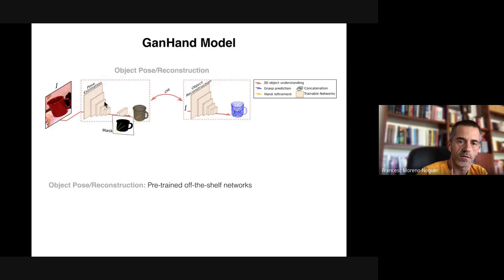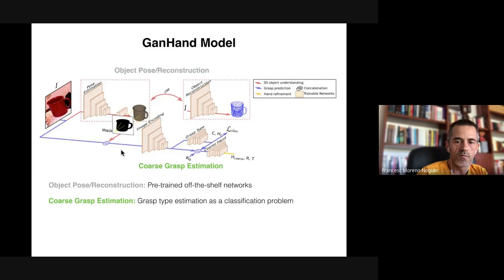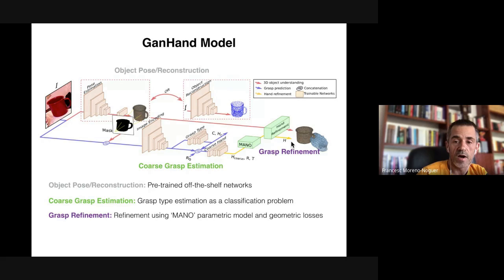Then we had a second branch that made a very coarse estimation of the grasp: given the input image and the mask, we tried to predict the type of grasp. So I told you that we have a 33-grasp taxonomy, and we tried to predict this grasp taxonomy. And in a final stage, we refine the parameters that we estimated at the very beginning with this module here.